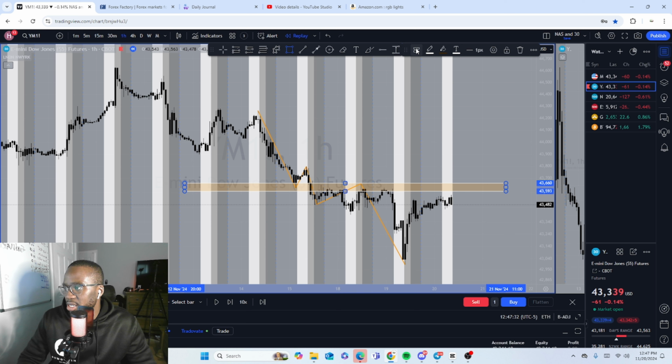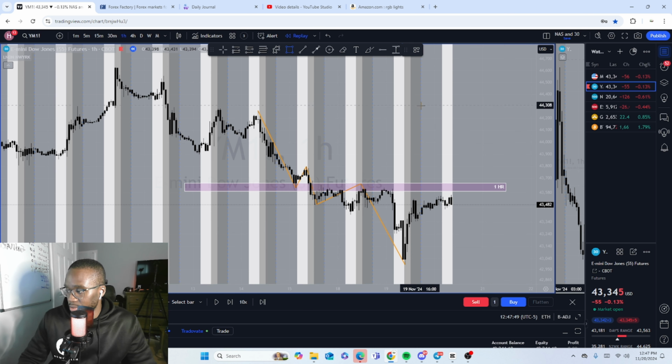And as you could see, this area of interest also aligns with this area of interest. You see, this was a support at one point, turned to resistance. It was a supply at one point, turned to the, it's the same thing, interchangeable.